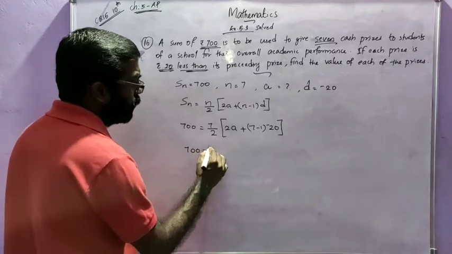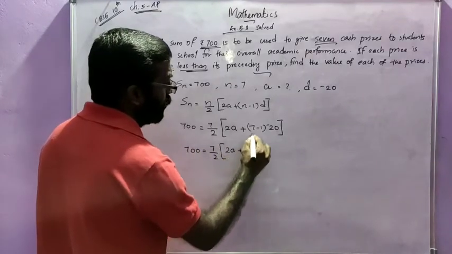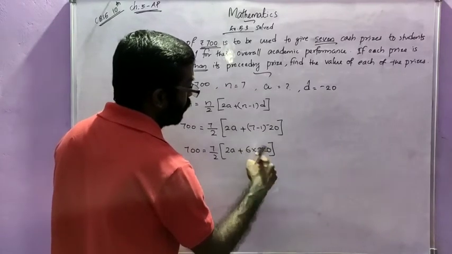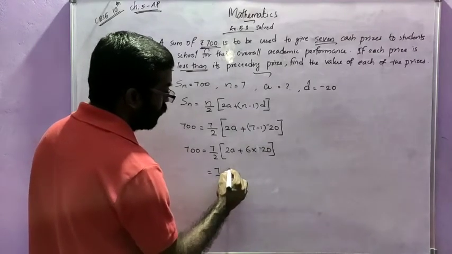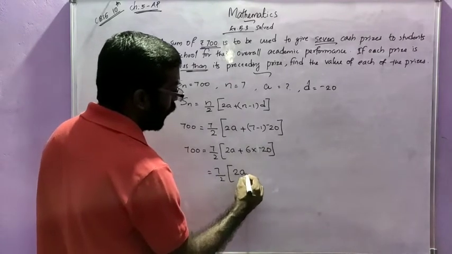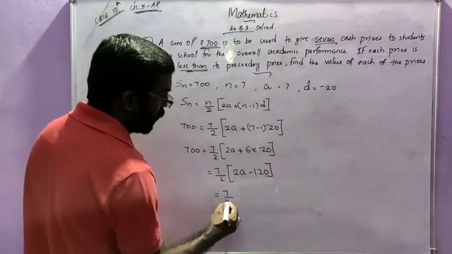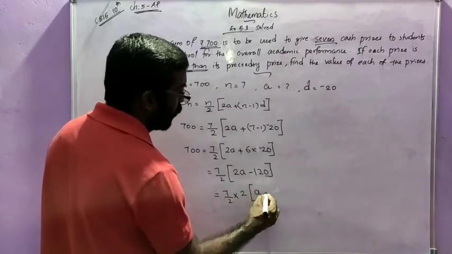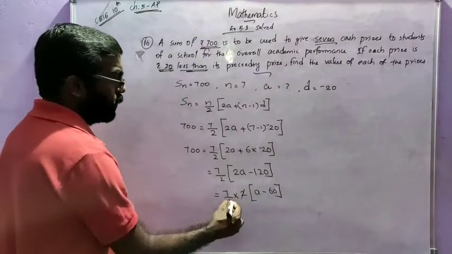700 is equal to 7 by 2 into 2a plus 7 minus 1 is 6, 6 into minus 20. That is 7 by 2 into 2a minus 120. That is 7 by 2 into, here we can take 2 common, so 2 into a minus 60. 2 and 2 get cancelled.